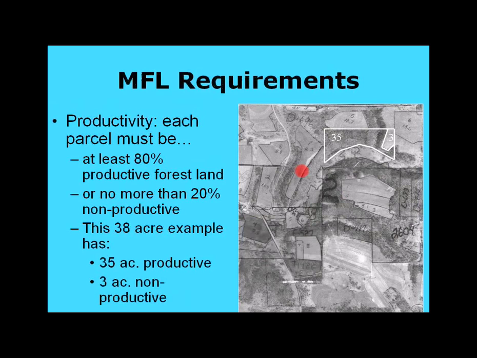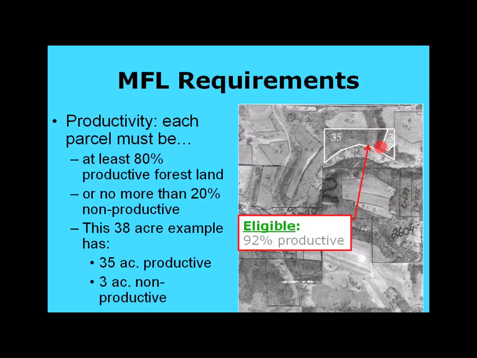Now let's say the landowner decides just to enter the smaller part of their land. That includes this 35-acre block of forest land and this 3-acre block of open land. Well, that actually is eligible to be entered into the program. So they could enter up to 38 acres, this 38-acre parcel, into the Managed Forest Law program.